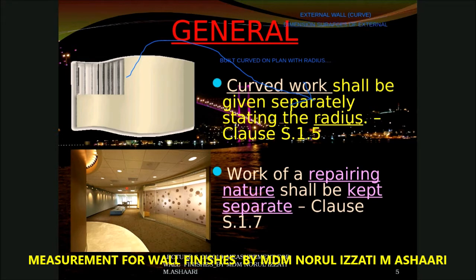This is very important because this will affect the answer in terms of radius calculation. So if your radius is correct, your answer will be correct. If your radius is not correct, then the whole answer will be wrong. These are the keywords that you need to understand. Work of a repairing nature shall be kept separately. Let's say you have a project where one part is going to be constructed again due to maintenance, and another part needs to be constructed for renovation, that means you need to construct the new one. So make sure you put these under two different, appropriate headings.